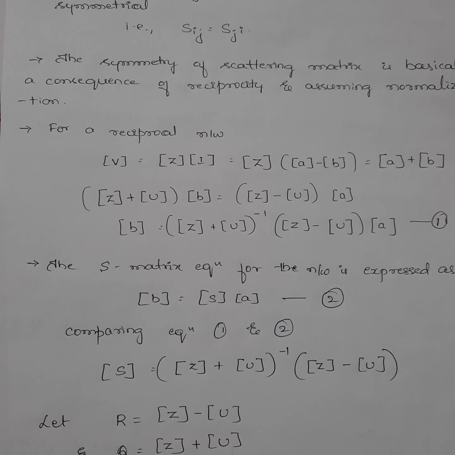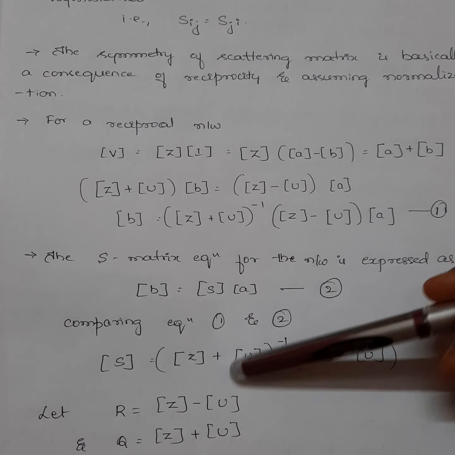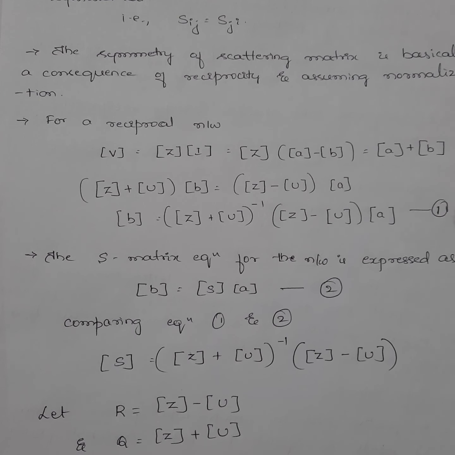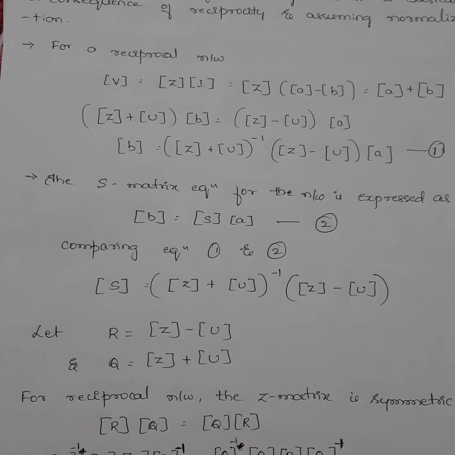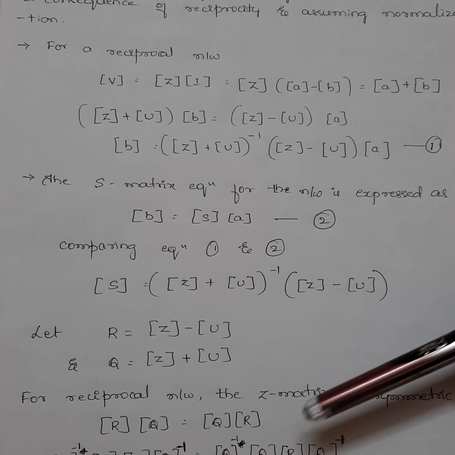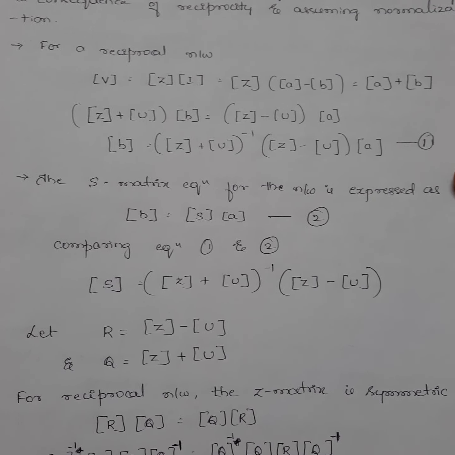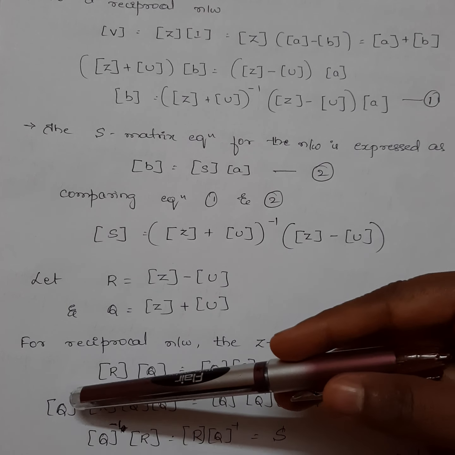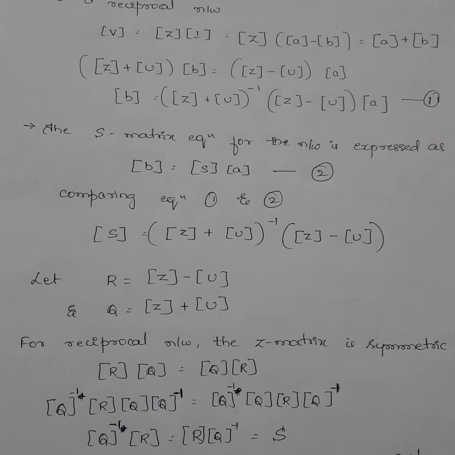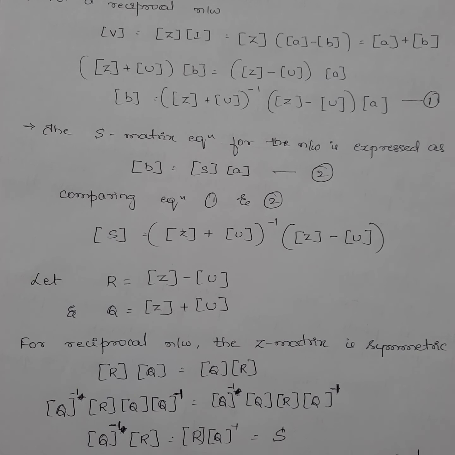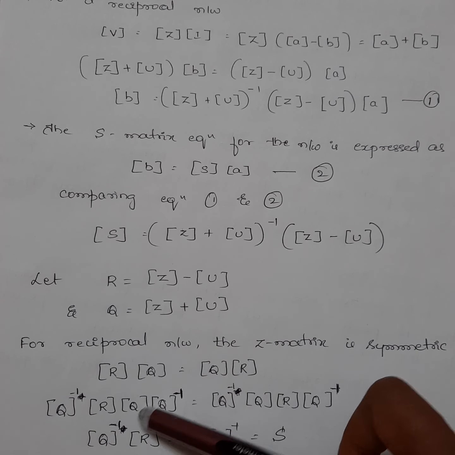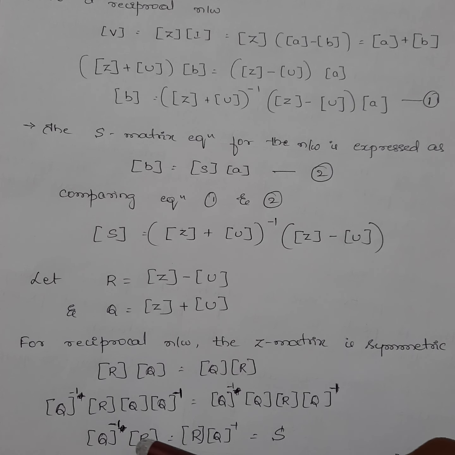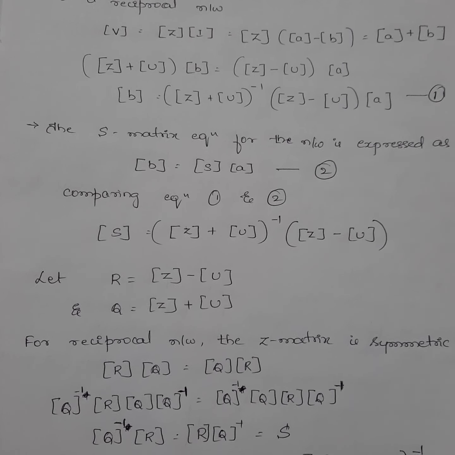So for our convenience, I'm going to call this R and this Q. For a reciprocal network, we know the Z matrix is symmetrical, so RQ is equal to QR. For my convenience, I'm going to multiply with Q inverse on both sides. My intention is to get the transpose of these things. That is Q inverse into R is equal to R into Q inverse.